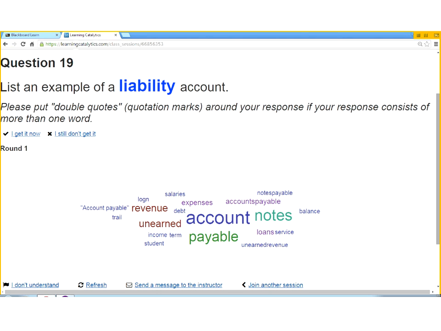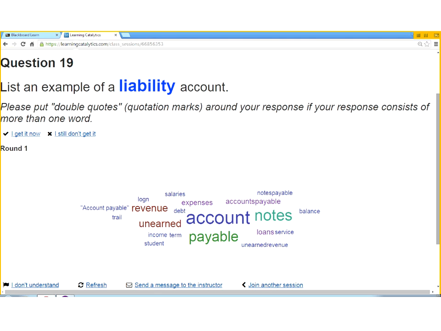Salaries expense is an expense account, which is a sub category of equity. Loans, you would see loans. I can't tell if it's one word or two here. It would be loans payable. I cannot think of any account that has the word balance in it. Can you, Haley? No. So if your answer had balance in it, it wasn't right. I'm not sure what student goes with, but it's not right either. And trail is not right.